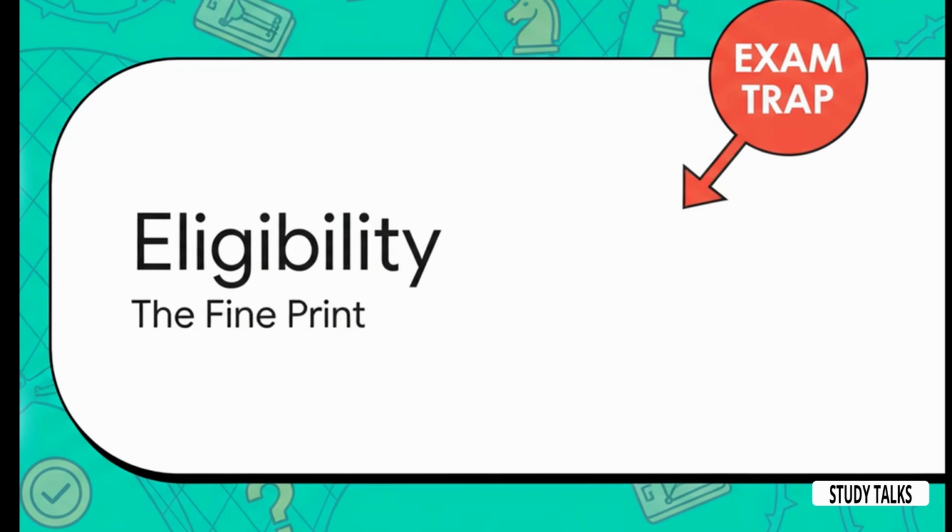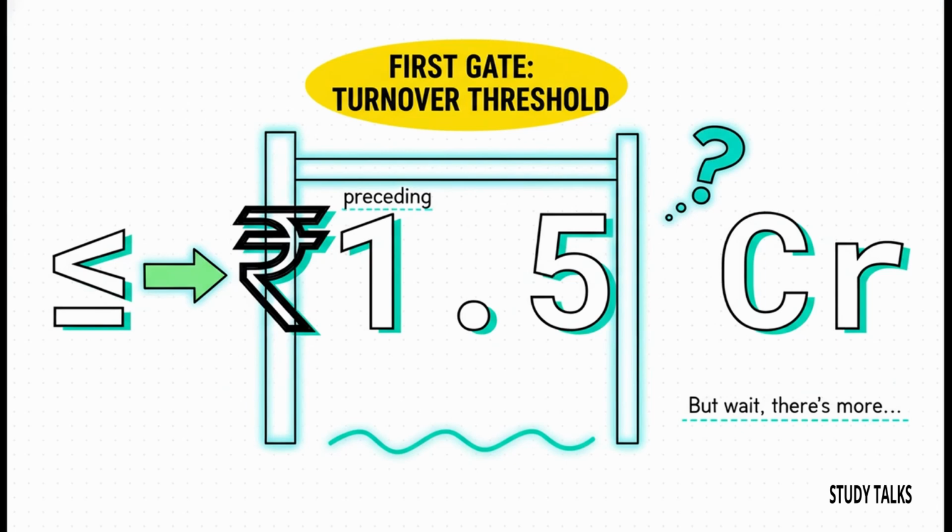All right, so who actually gets to pick this easy option? This is where the game really begins. Understanding the eligibility, the fine print, that's where ICAI loves to hide its trick questions. If you master this, you're going to be way ahead of the curve. So the first hurdle, the main gatekeeper, is your turnover. To even be considered for the scheme, your aggregate turnover in the financial year before this one, the preceding year, has to be 1.5 crore rupees or less. That's the entry ticket. Seems simple enough, but hold on, there's more to it.